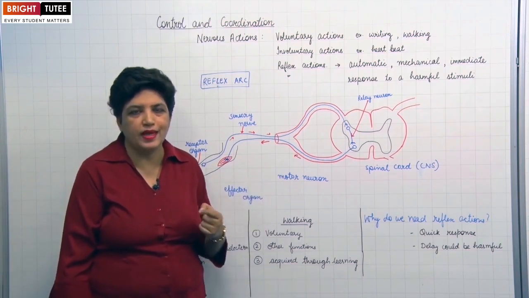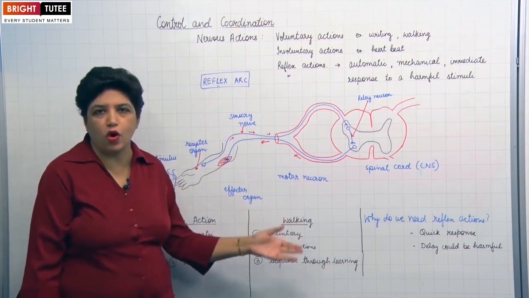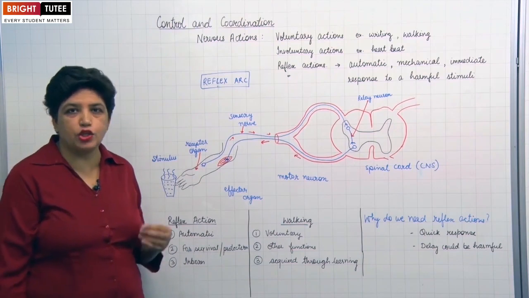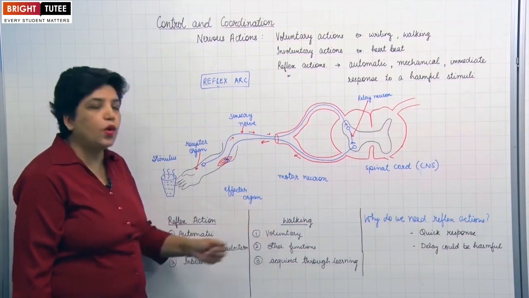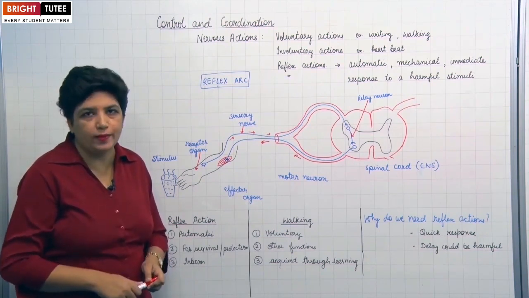In such cases, reflex actions play a very important role in our survival and in our protection. Let us compare two actions, reflex action with a voluntary action like walking or talking, right? Now, first of all, reflex actions are automatic. You cannot control them. On the other hand, walking is a voluntary action. You do it at your own will.